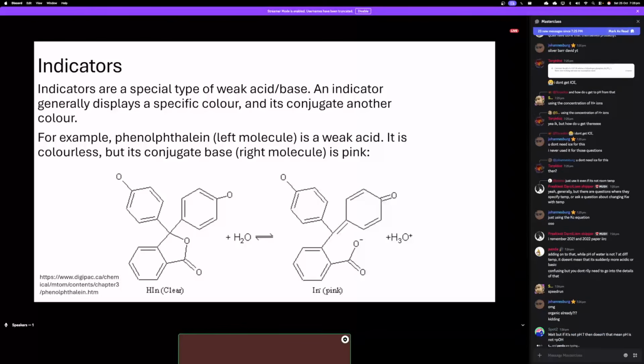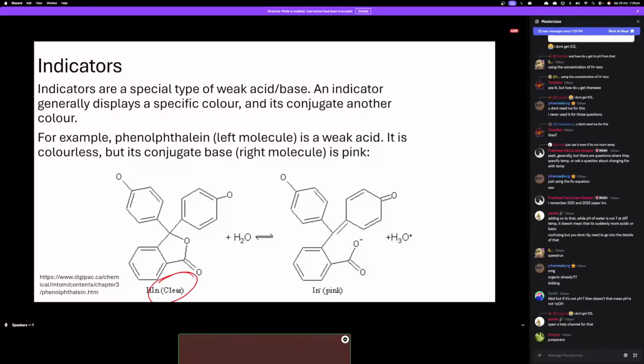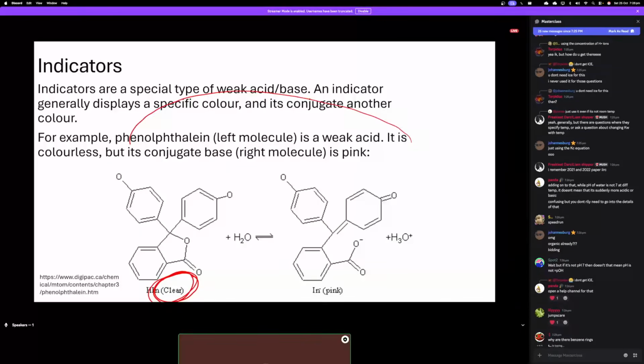Indicators, a special type of weak acid or base. Indicators in one form will display a color. So in this case, it's clear. And indicators in another form will display a different color. In this case, it's pink.